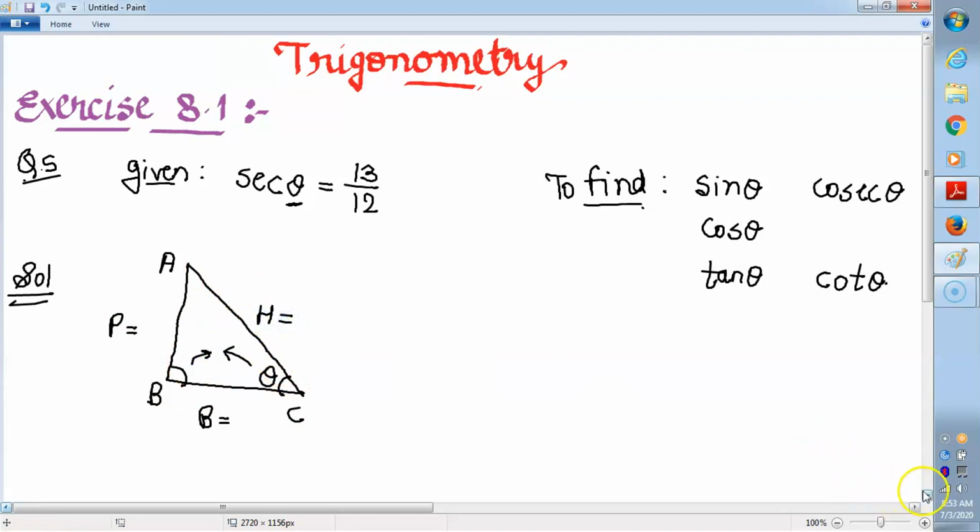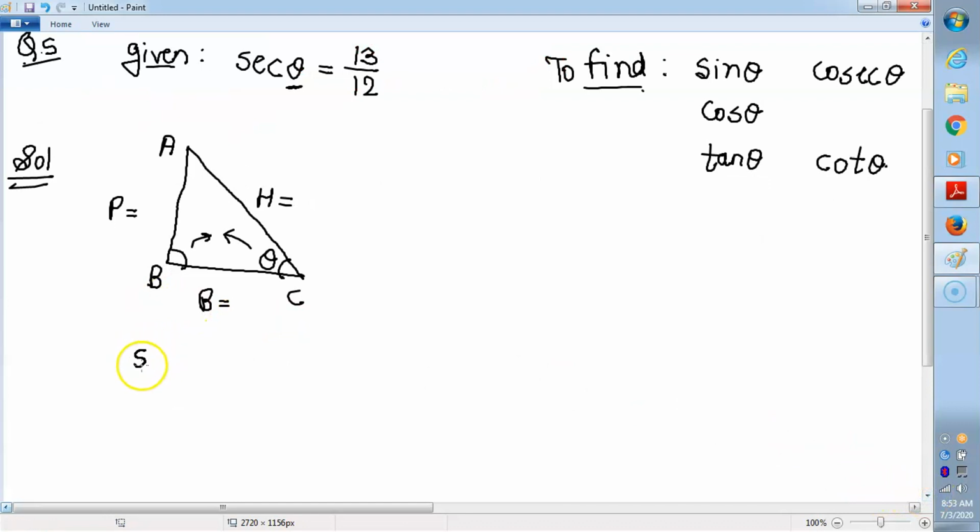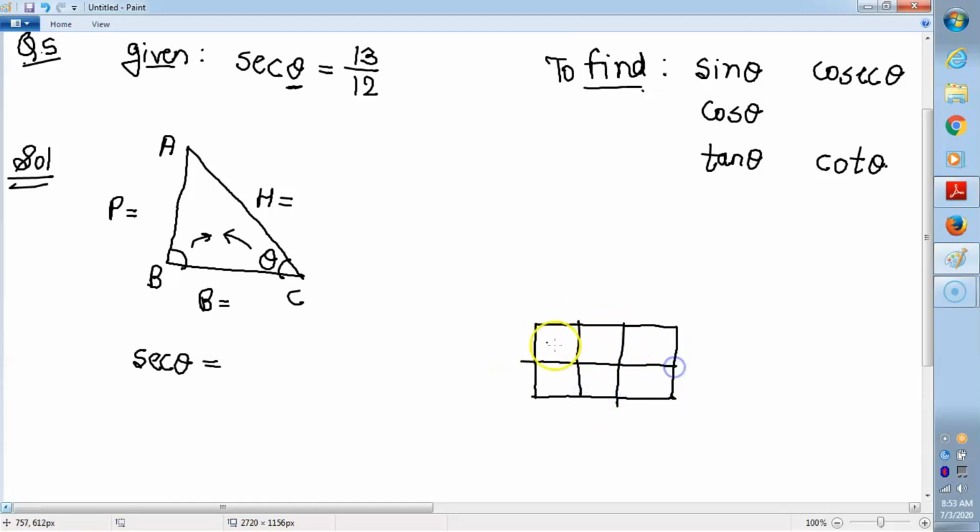Now, according to the question, sec theta is given. To decide trigonometric ratios, we are taking a small table. What is the table? Perpendicular means P, base B, hypotenuse H: P by H, B by H, P by B. Very nice. So sin, cos and tan, and the reverse for the reciprocals: cosec, sec, cot.